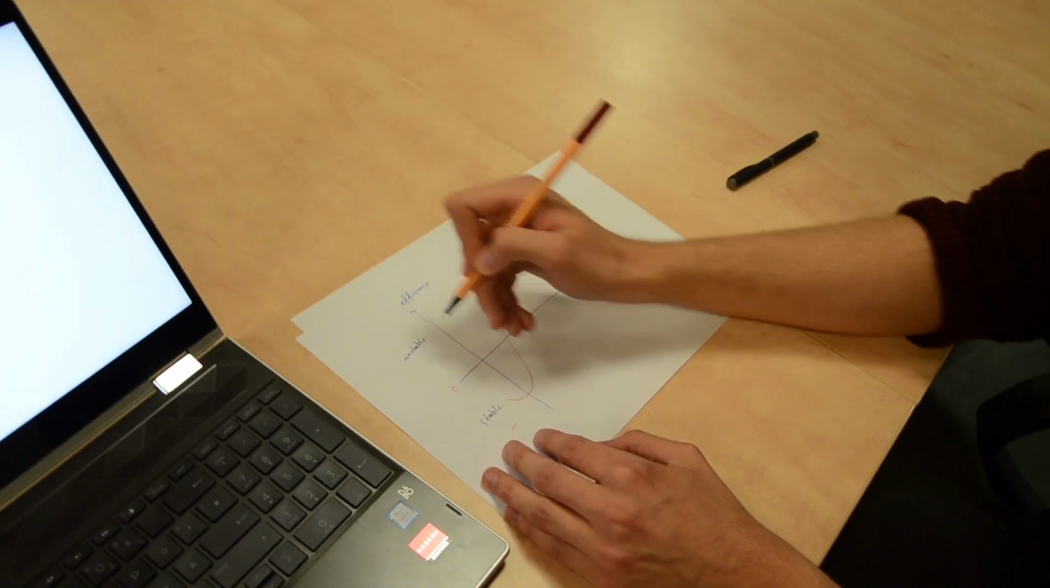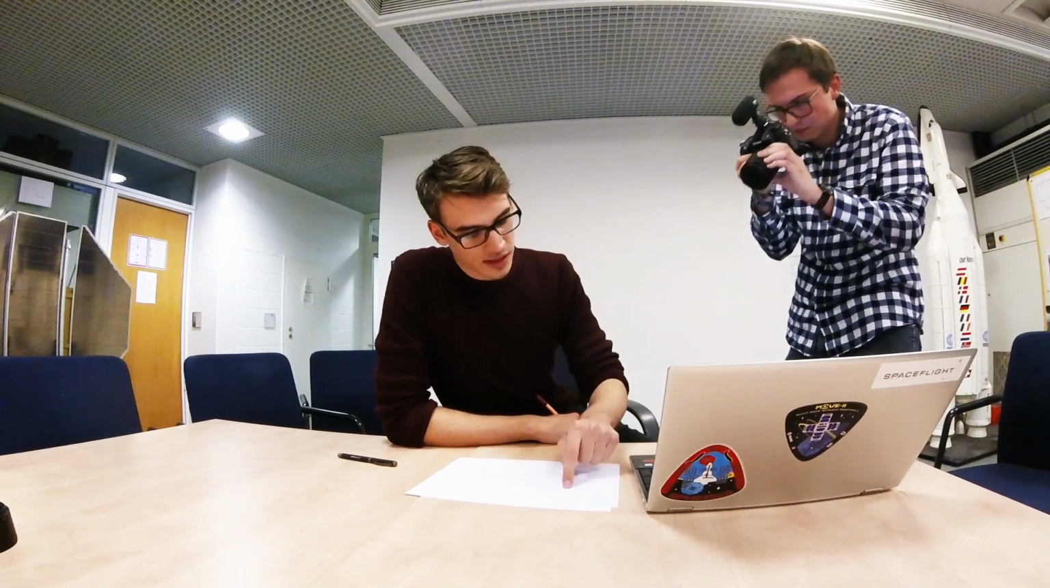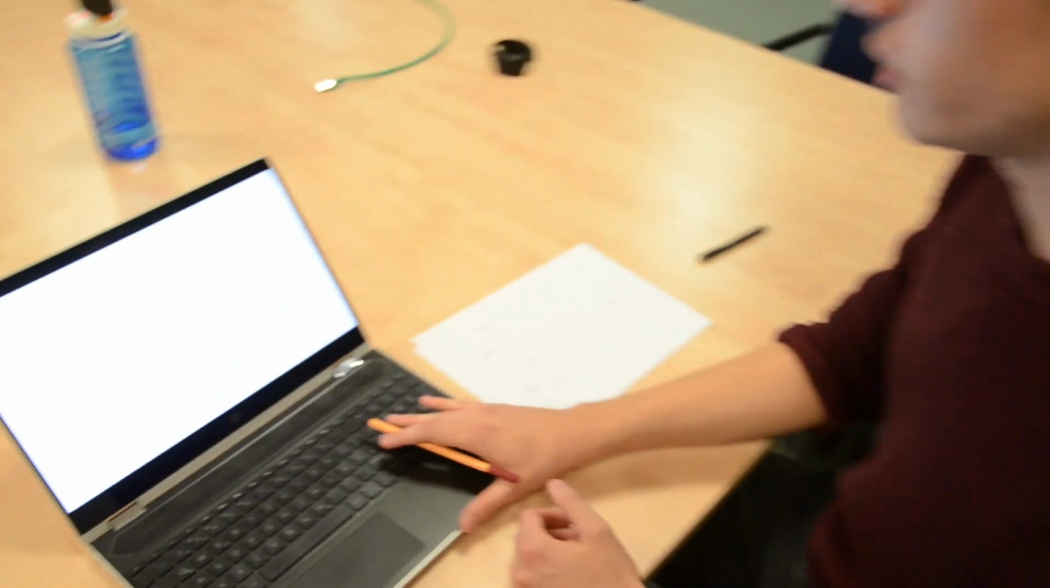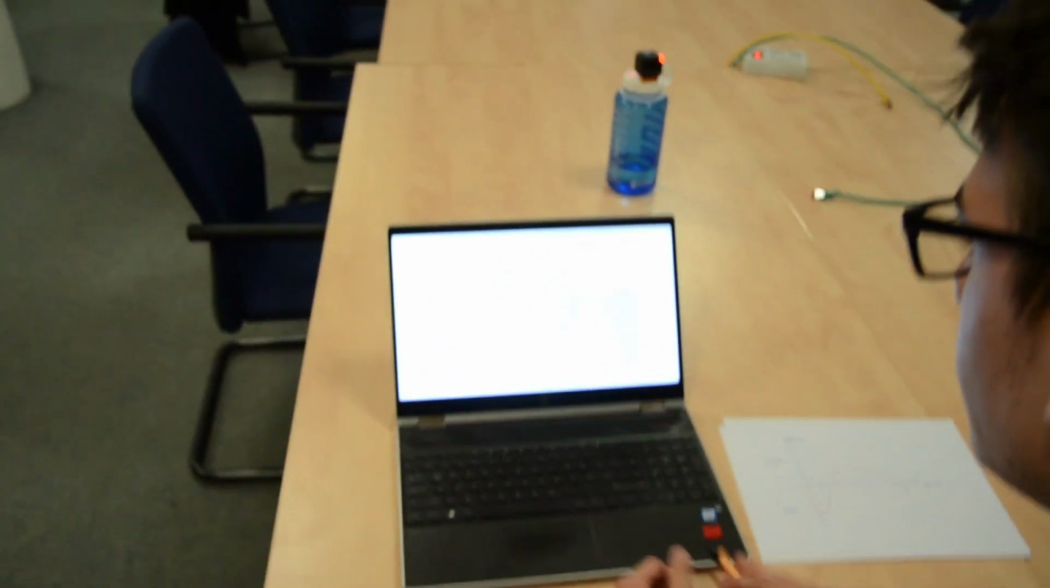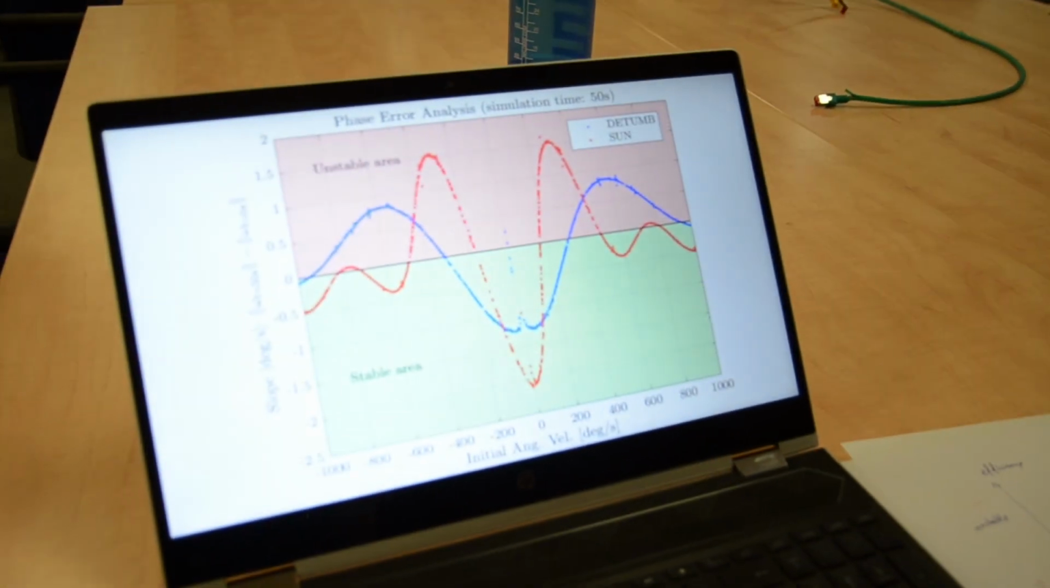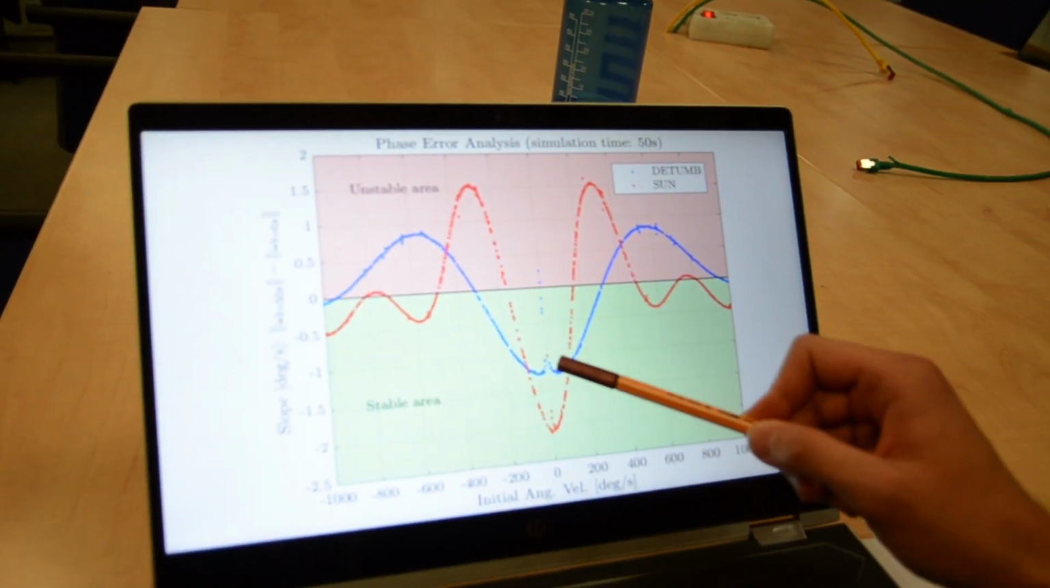Here we are stable, and here we are unstable, which means if we get to this part where we are unstable, we won't be able to slow down anymore, unless we make some changes to the satellite, or to the ADCS system in this case. And those changes are made with command Z. I have also brought you a graph showing this in more detail. What I just showed you on the paper is pretty much this blue line.